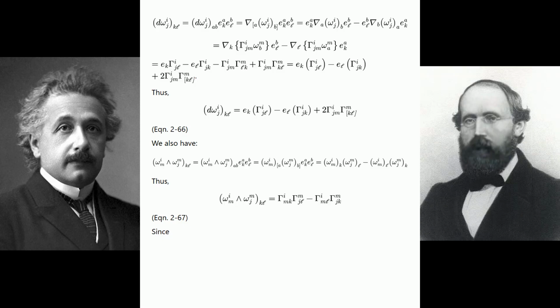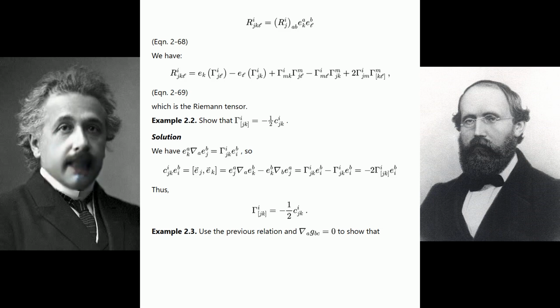plus 2 gamma sub jm to the i power gamma sub open bracket k script l script close bracket to the m power. Thus, see equation 2-66. We also have, see the equation shown. Thus, see equation 2-67. Since, see equation 2-68, we have, see equation 2-69, which is the Riemann tensor.